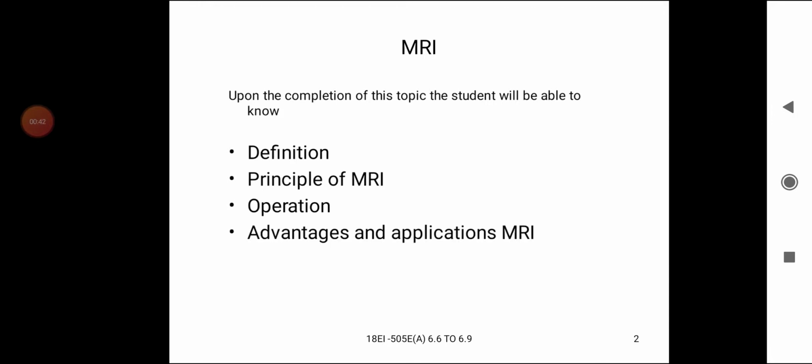Upon completion of the topic, the student will be able to know the definition, principle of MRI, operation, advantages and applications of MRI, magnetic resonance imaging.